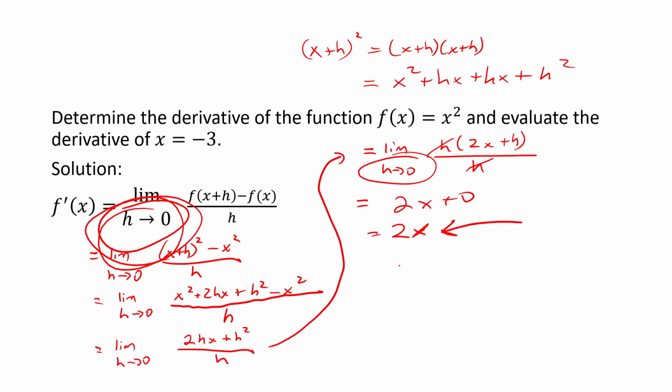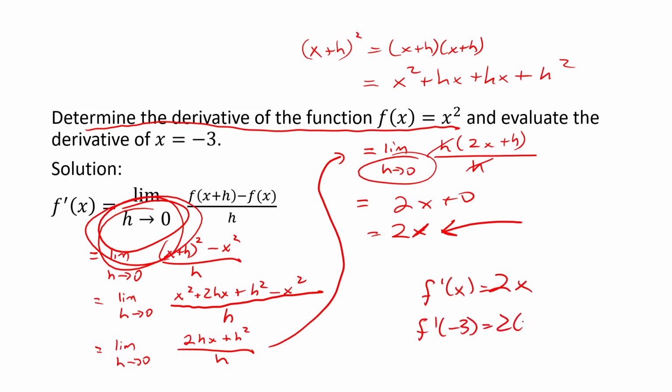So what that means is, this question was in two parts. Determine the derivative of the function f(x) equals x squared. The answer to that first part is f prime of x equals 2x. That's the derivative. The second part said evaluate the derivative at x equals -3. So to answer that, I simply plug -3 into the derivative formula and I get -6. So the derivative at x equals -3 is -6.